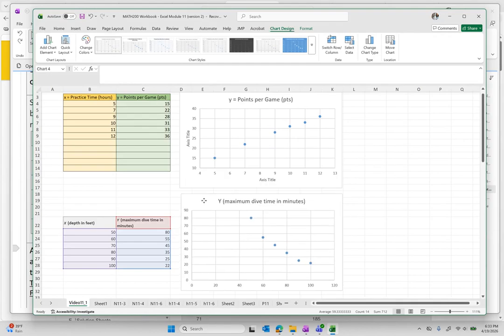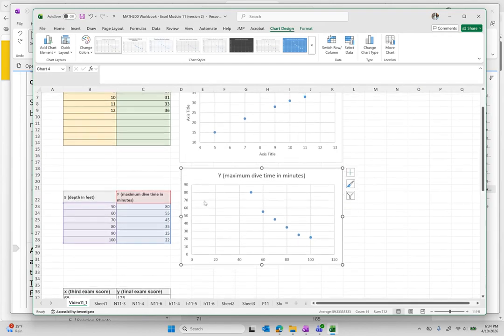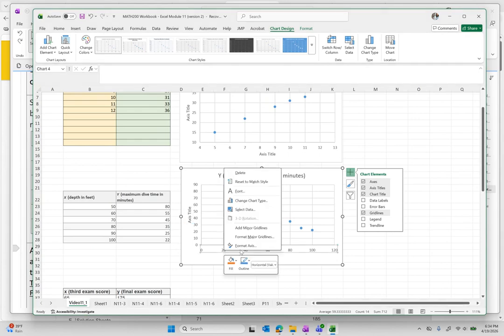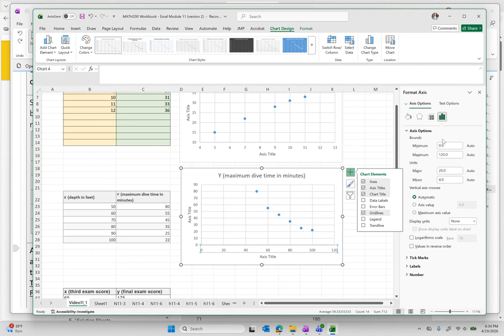Here, remember to add axis titles and to also fix your title so that it's a little better. You may also want to adjust the horizontal axis so that it doesn't start at 0 but starts at 40, so that you can see the trend a little better. It looks like it's a negative, kind of strong trend.